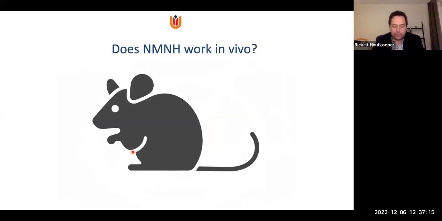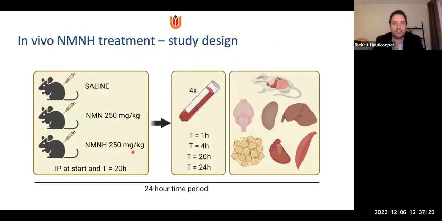So the next question obviously was, does it also work in vivo? In cells, of course, that's very nice, but does it also work in vivo? Is NMNH a potent NAD precursor there? The study that we did is actually a very simple study. We only injected twice in the mouse, and we compared NMN, 250 milligram per kilogram per day, which is on the lower side of what people typically use for NMN, to NMNH.